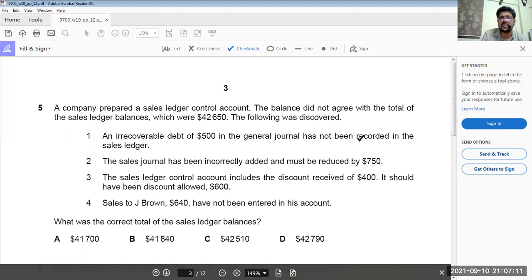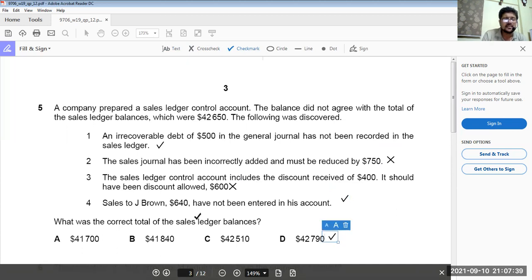This is the problem of sales journal, not the problem of sales ledger. So it is going to be the problem of control account. Again, this is the problem of control account. What about this? Sales amount 640 has not been recorded. It's okay, plus 640. The answer is 42,790. D option is the answer.